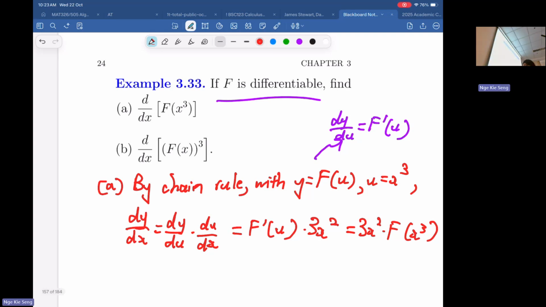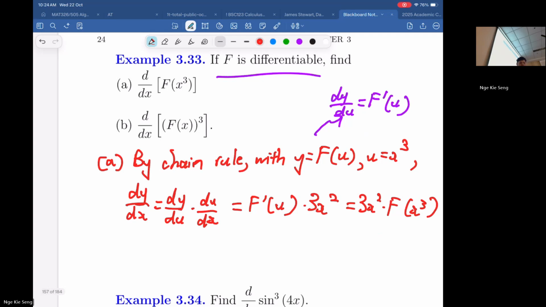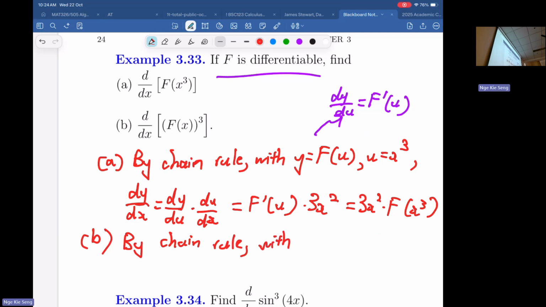Okay, so how about B? Can we do B and then go to the next section? About B here. Can you suggest what's your y? You can see that this is again a composite function. f(x) is a function, and then you take it to a power 3. So this action of taking the power 3 is a function again. What do you think you can set your y to be? What's the basic function you can see here?